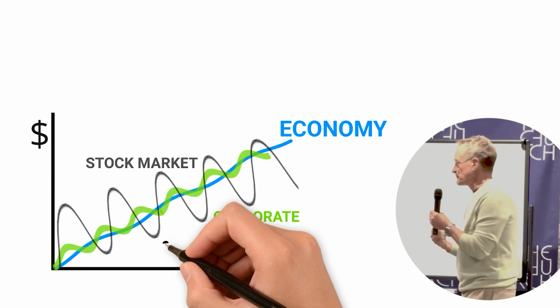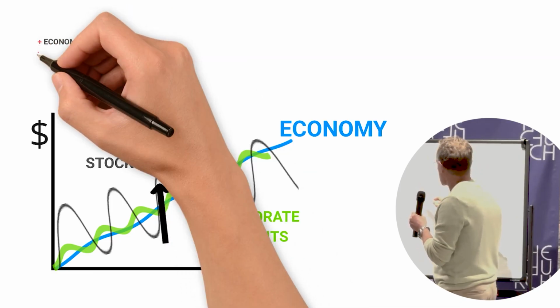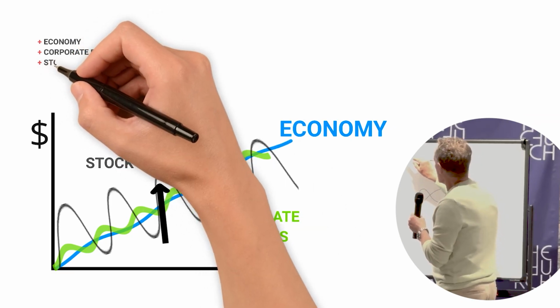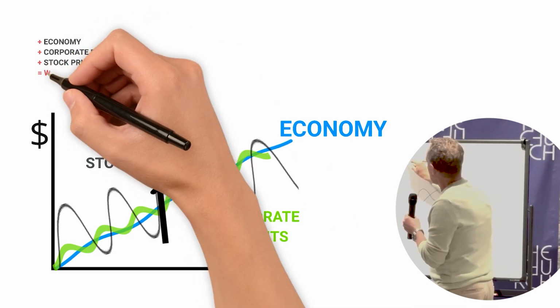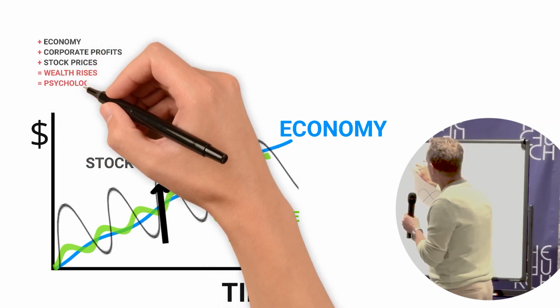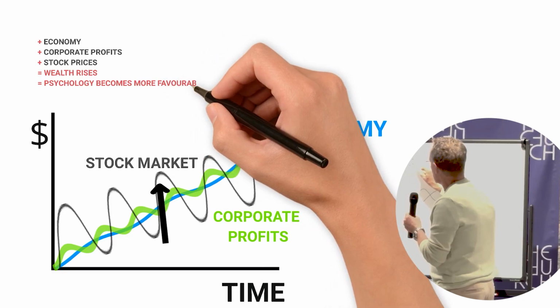So for example, let's look here. What's happening here? Look, the economy is doing okay. Corporate profits are rising. So we have pluses. The economy is positive. Corporate profits are positive. Stock prices are positive.